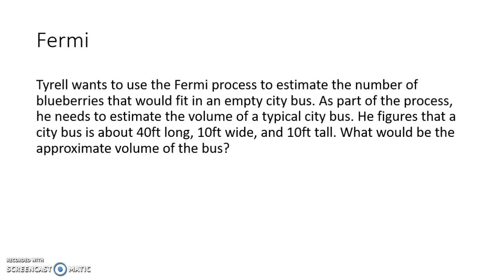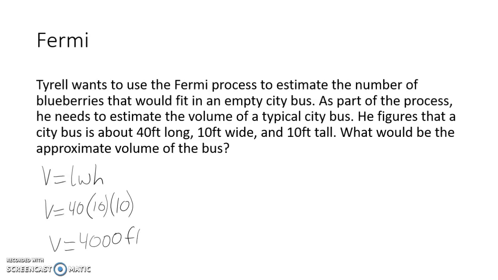All right, so the bus is like a rectangular prism. So remember that volume will give us length times width times height. So we'll go 40 times 10 times 10. So the approximate volume of a bus is 4,000 feet cubed. In scientific notation, this would be 4 times 10 to the third feet cubed, because we got those 3 zeros there. So make sure you guys know how to find volume of different shapes. Make sure you know how to turn things into scientific notation as well.